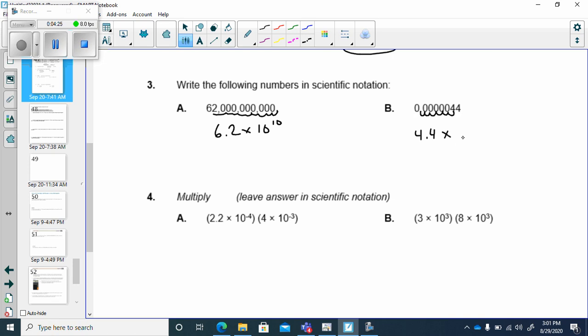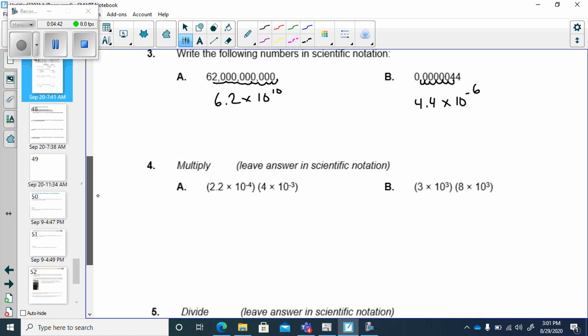4.4 times 10 to the negative 6. The exponent's negative because the number is less than 1. And remember, our front number always has to be a digit that's greater than or equal to 1 and less than 10.